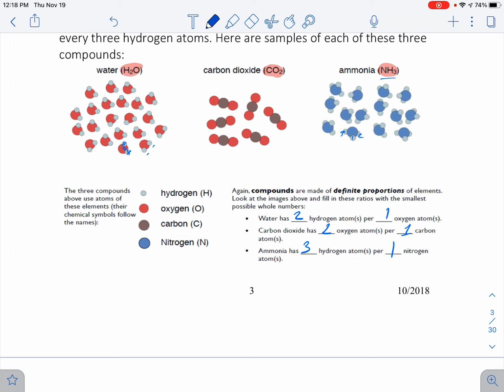And you can also see that written out in their formulas. Notice these little subscripts, right? These subscripts indicate how many of the element that came right before it. So H2 implies 2 hydrogens. The oxygen has no number after it, so that implies 1. Carbon dioxide: the carbon has no number after it, so that tells you that there's only 1 carbon. And then there are 2 oxygens because there's a 2 after it. So that's what those numbers mean.